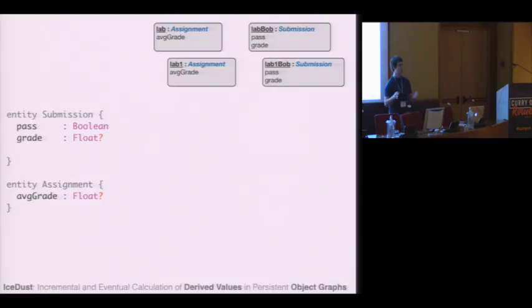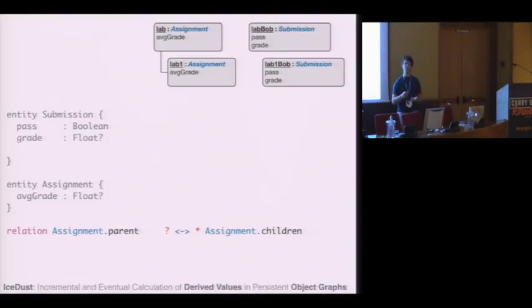Now, all attributes in IceDust can only be of primitive types. You cannot have an attribute of a type of another entity, because actually all the entities are related through bidirectional relations. So here we specify the parent-child tree of assignments. And these red question mark and star indicate how many of these relations there are, or that there can be.